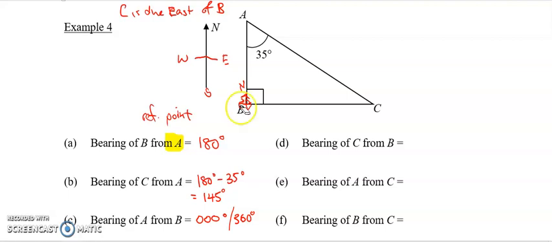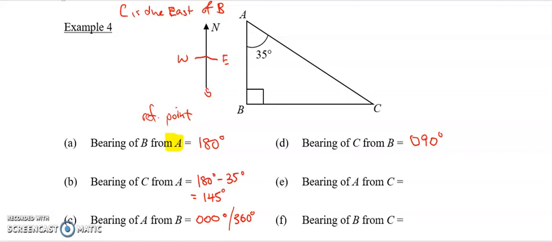Next, we are supposed to find the bearing of C from B. B is still our reference point. We put the north arrow at our reference point, and we realize it will form a right angle, which is given in the question. So this is 090 degrees. C is exactly due east of B, so it's 90 degrees.